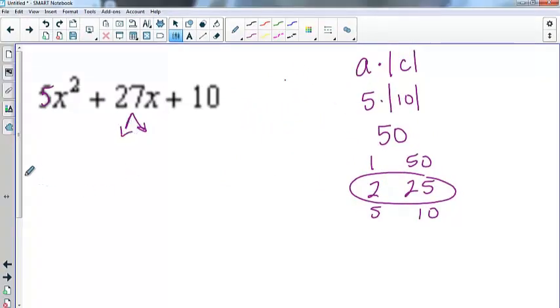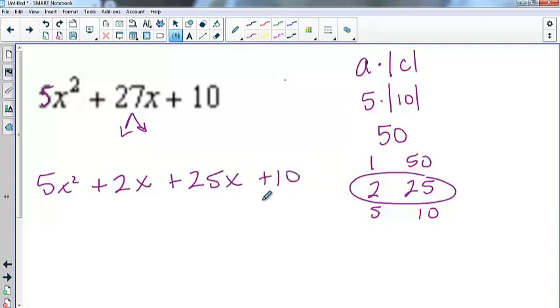So I have 5x squared. How am I going to write this 27x instead? Plus 2x plus 25x. Bring down my 10. Now what? I need to factor by grouping. So I'm going to group the first 2 and group the last 2, leaving my addition sign in between because I'm not multiplying them.